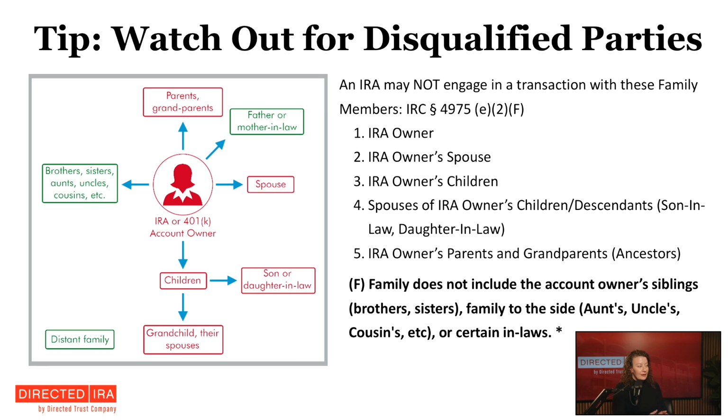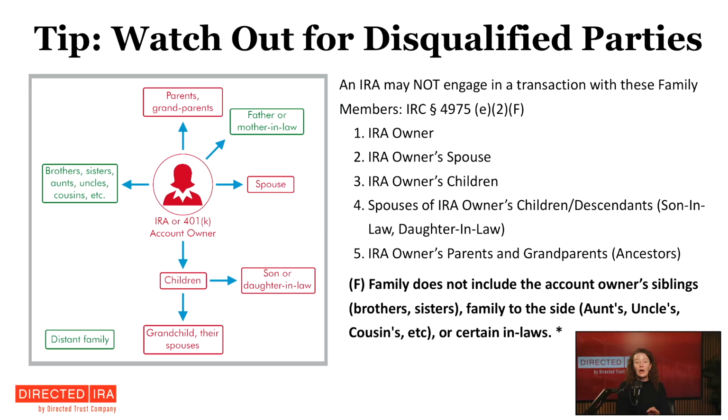What if my son owns an LLC, Lindsay, and it's not them who's doing this, it's their LLC? Same answer. It's a no. So when it comes to these disqualified parties that I just listed off, that's yourself, your spouse, your parents, your grandparents, your children, your grandchildren, and your son or daughter-in-law, all of those individuals and companies that they own 50% of or more are not able to transact with your IRA.